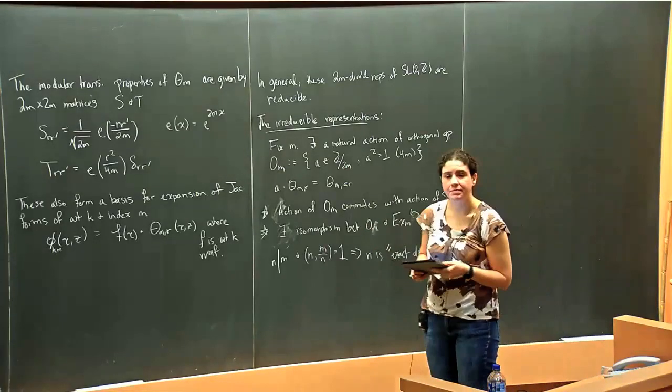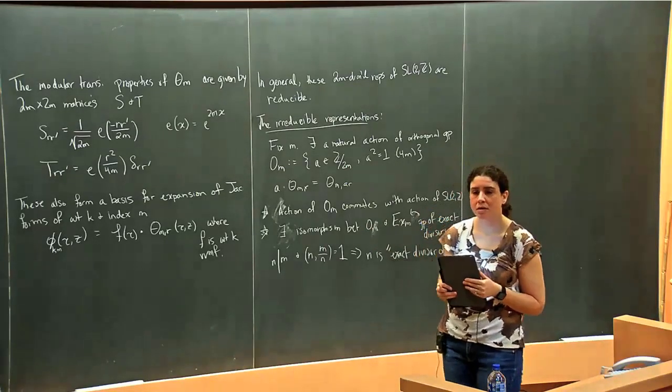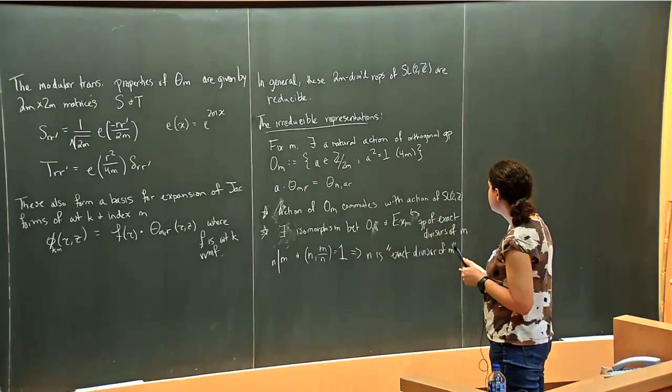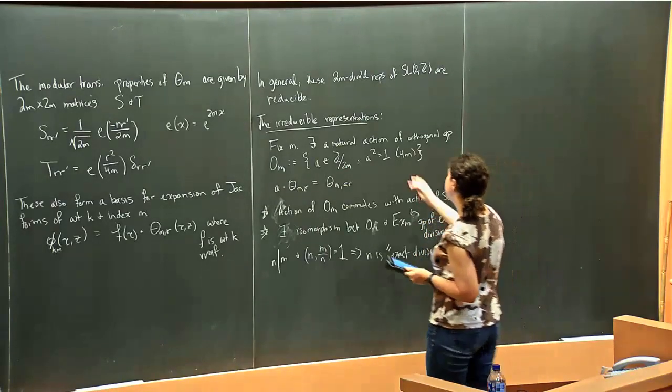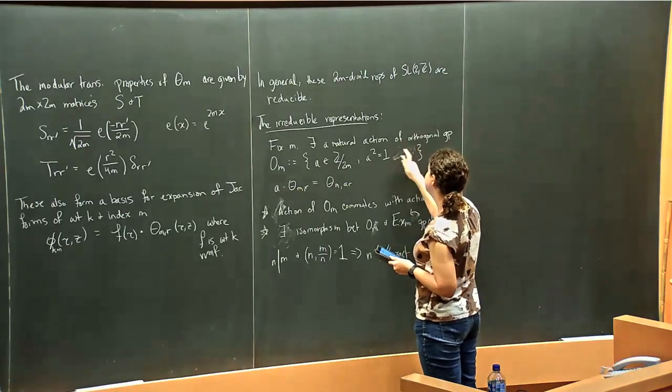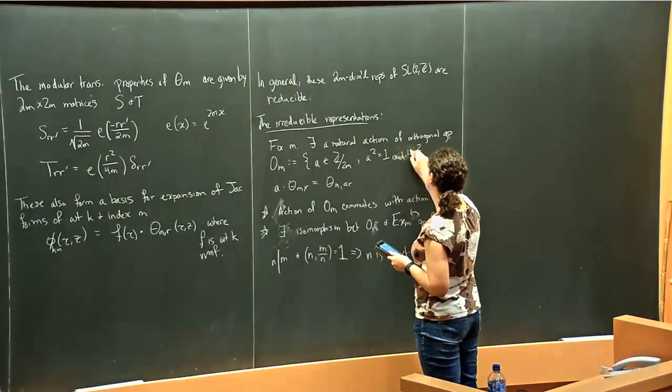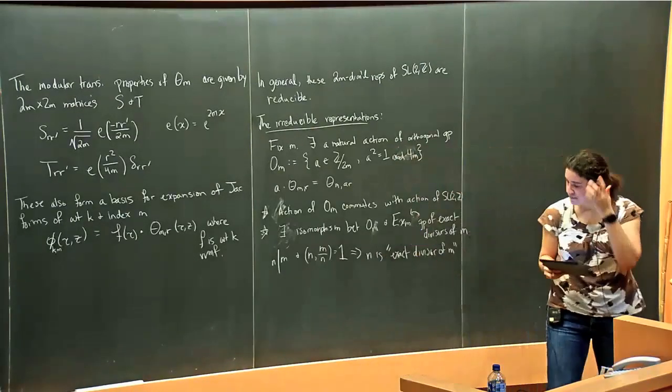Excuse me. I have a basic question. What does A squared equals 1 times 4m mean? Oh, this is mod. Ah, okay. Yeah. Thanks.